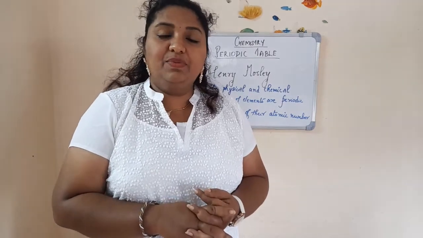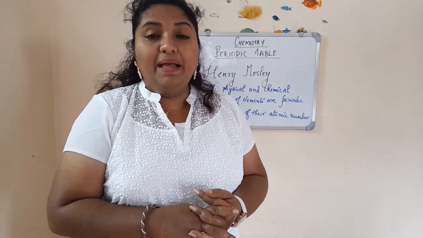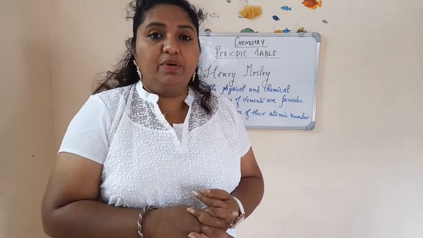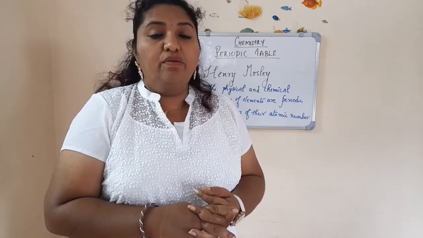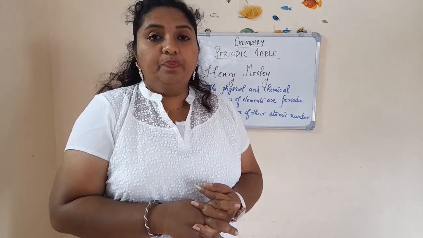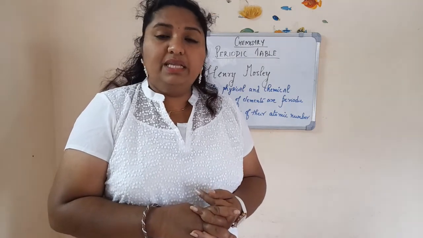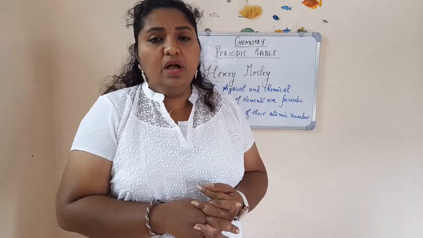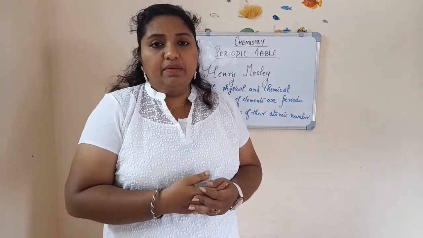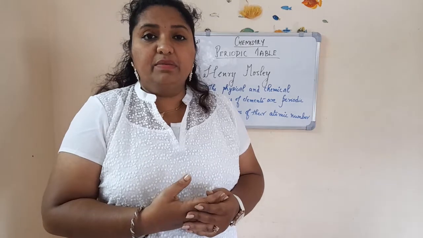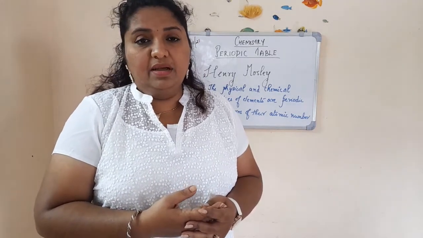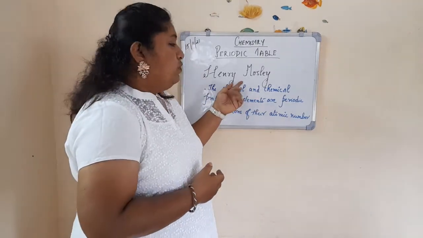In the last class we were discussing Mendeleev's periodic table, how Mendeleev formulated it, the periodic law which was put forward by Mendeleev, the advantages of his periodic table and also his limitations. So, after a long time, after the limitations of Mendeleev's periodic table, there came another chemist. His name was Henry Moseley.